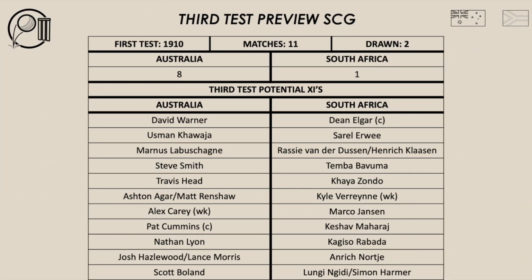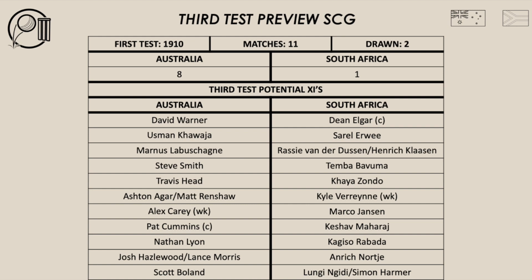Let's preview the third test of the series between Australia and South Africa from the SCG, talk about the potential 11s for both teams and who's going to win this third test. Let's have a look at the test records and stats between Australia and South Africa from the SCG. The first test match played between Australia and South Africa at the SCG was back in 1910. 11 matches have been played in that time. 2 of them have been draws. Australia have won 8 of those 11 matches to South Africa's 1.